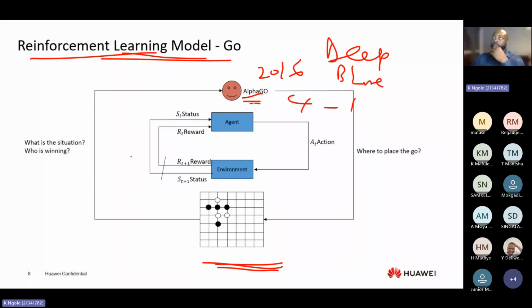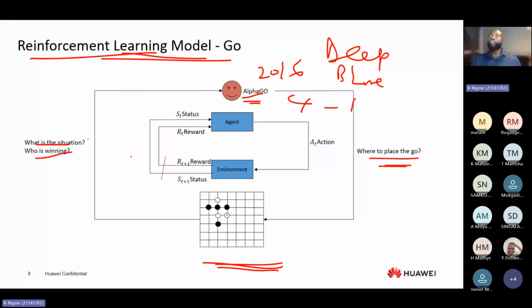So when AlphaGo was trained to play this game of Go, the action that AlphaGo takes is where to place the stone. It learns that, and then checks what the situation is, who's winning. So now it's playing against itself. If I'm not mistaken, I think AlphaGo had to play 1,000 times against itself.